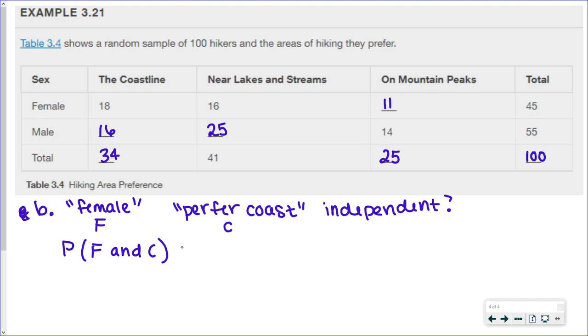So let's look at our table. Our table for F and C, female and coastline, is 18. So that's 18. The total number of hikers is 100. So 18 out of 100 is 0.18.